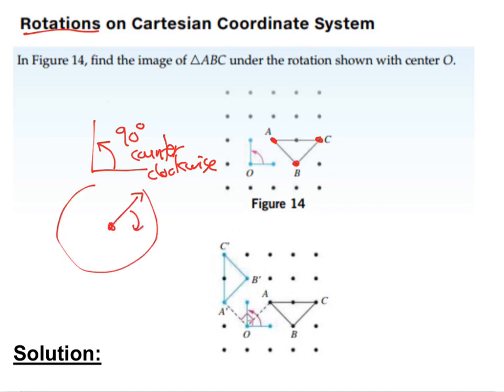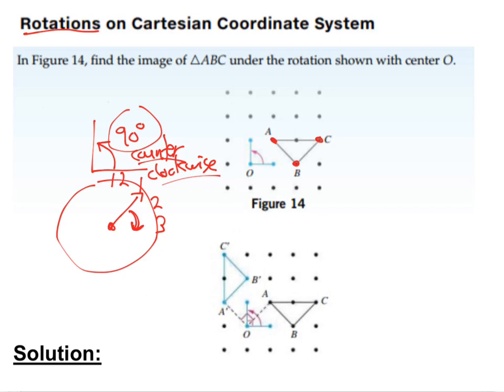You know, if you have a clock and it's 12 o'clock, 1 o'clock, 2 o'clock, 3 o'clock, etc. The clock goes down to the right. That's how it moves. So this movement is counterclockwise, 90 degrees counterclockwise, the opposite of how a clock normally moves. Okay, so I want to take each of these points, A, B, and C, and rotate them 90 degrees counterclockwise.